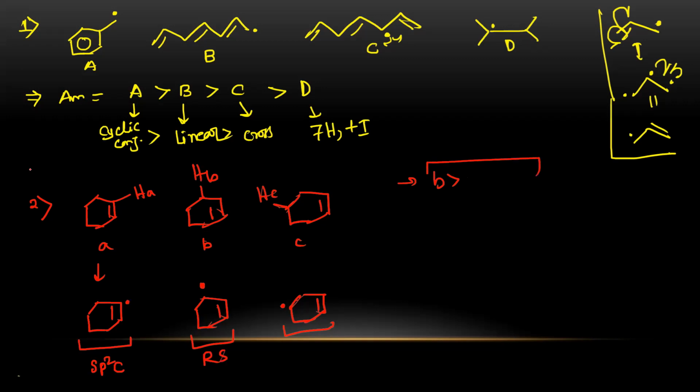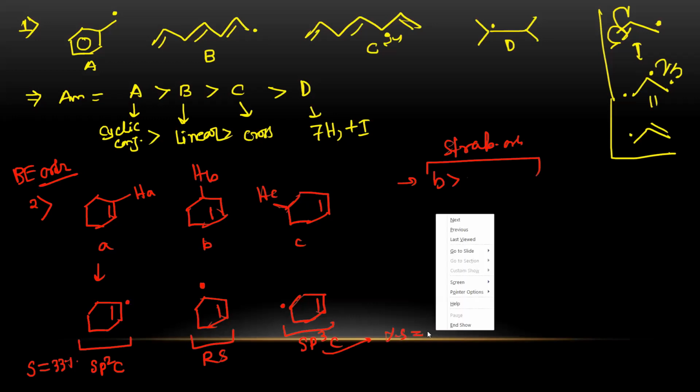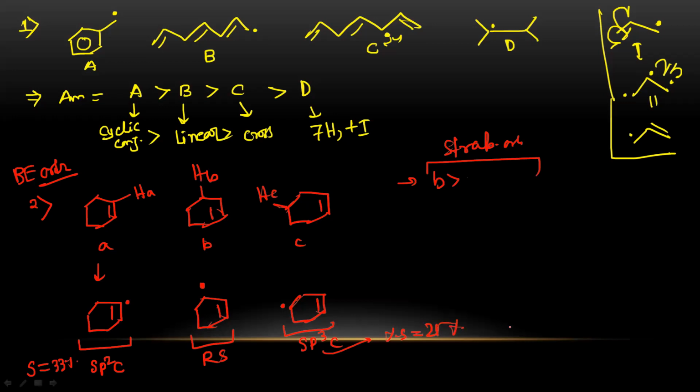If I compare stability order, the question is bond energy order. If I track the stability order, then B will be more stable. Then the question is among these two, A and C. Now here the free radical is on an sp3 carbon. Which one will be more stable? In sp2 carbon, the S character is 33%, and in sp3 carbon, the percent S is 25%. The more the S character, the more the electronegativity, so the carbon is more electronegative.